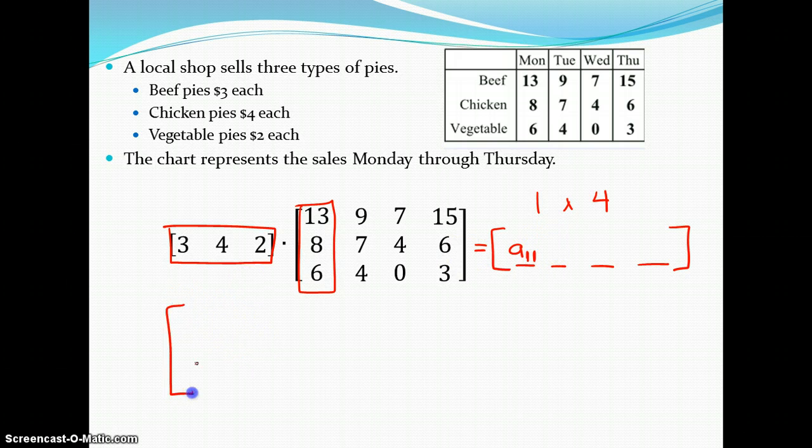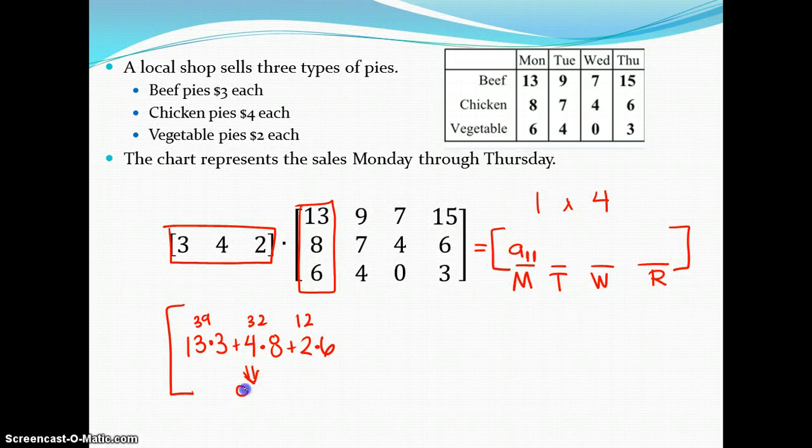So the first element, think about how we would find the total on Monday anyway. This first element represents Monday, Tuesday is the second, Wednesday, and Thursday is the last entry. We're just figuring out how much money was earned each day. Like I said on the previous slide, we'd take 13 times 3, 4 times 8, and 2 times 6, and that would give us our total for Monday. So 39, 32, and 12, for a total of 83.